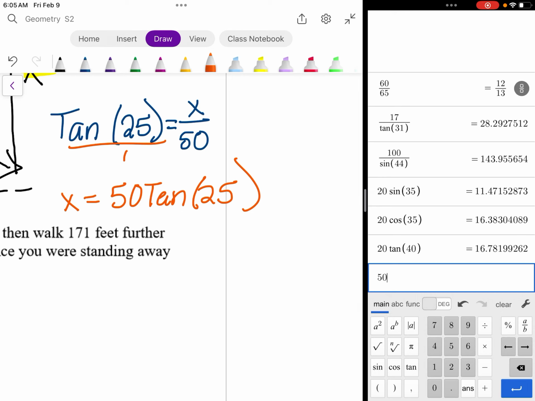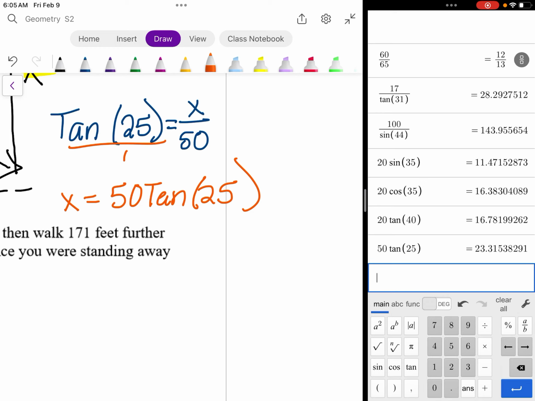And that is when your calculator comes in. So 50 times the tangent of 25 equals 23.3154. Again, we're going to round to 4 decimal points on all of these problems.